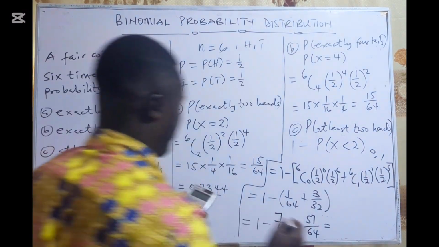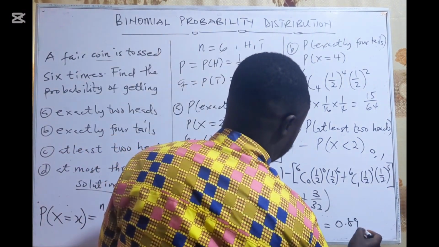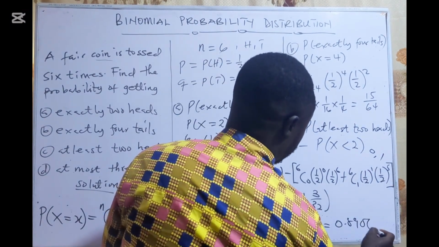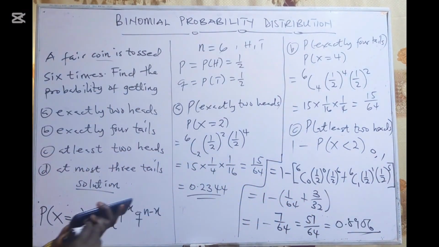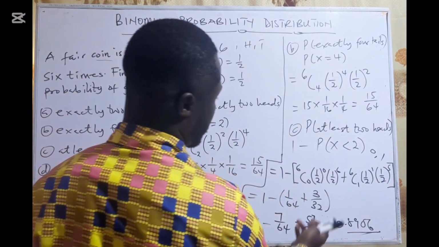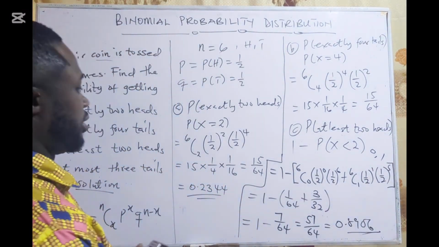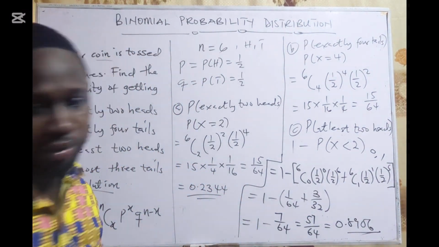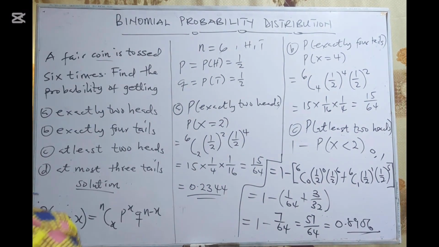So in this one, 0.8906. So the probability that there will be at least 2 heads is 57 on 64. All right, let's go to the next question.